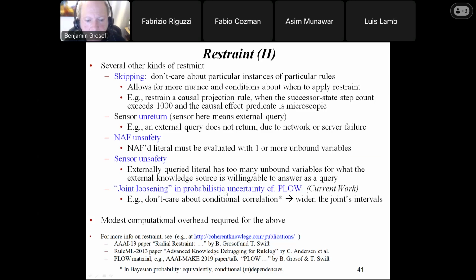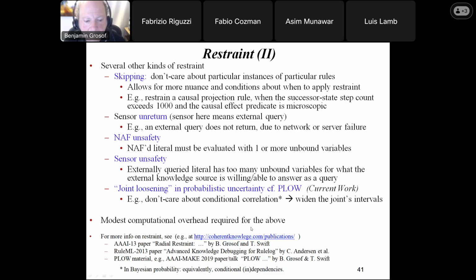Another place where restraint is useful is in probabilistic uncertainty: CF, the PLOW extension of PETA, and CPLint. So for example, we could call that joint loosening, where we have a don't care about conditional correlation, which results in widening the intervals associated with the numerical uncertainty of some joint, that is, ANDed formula.